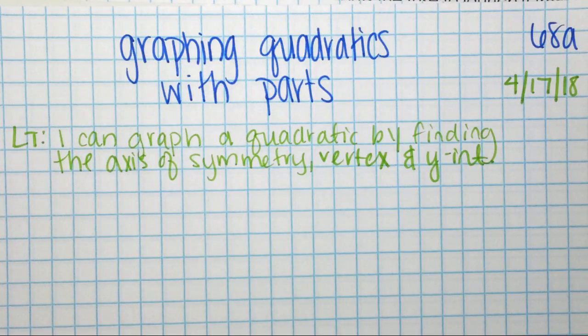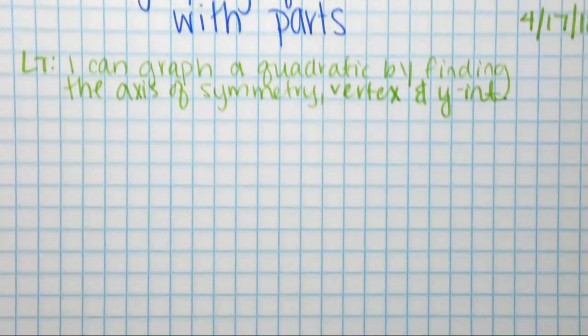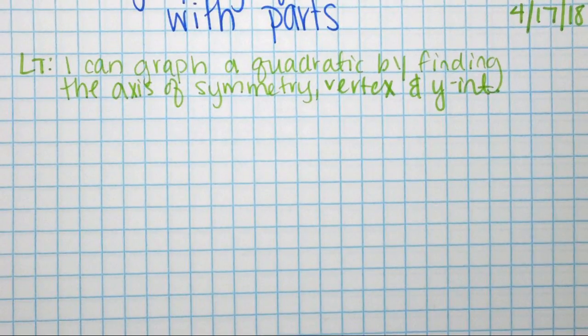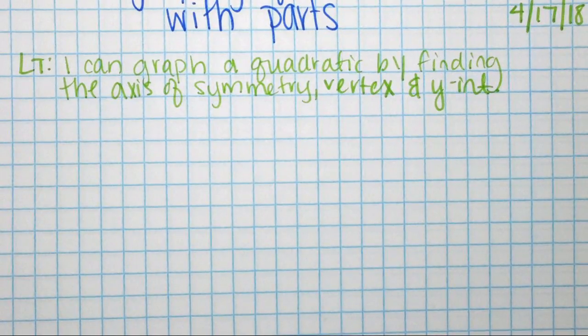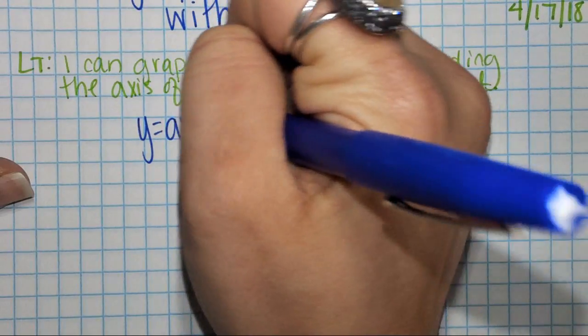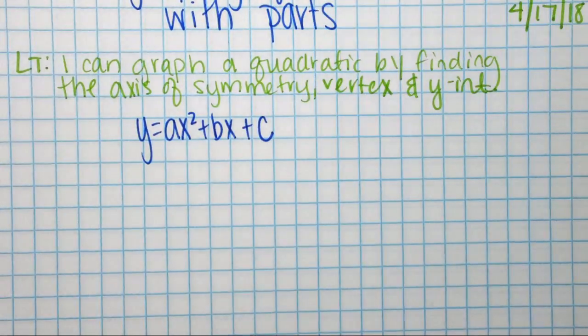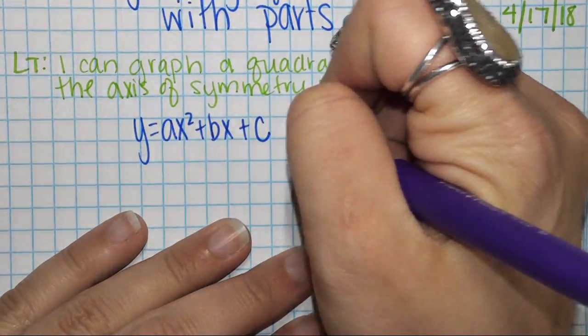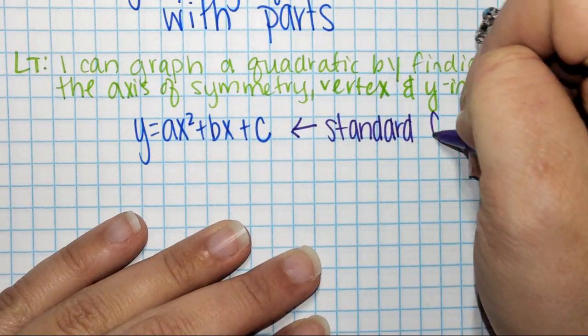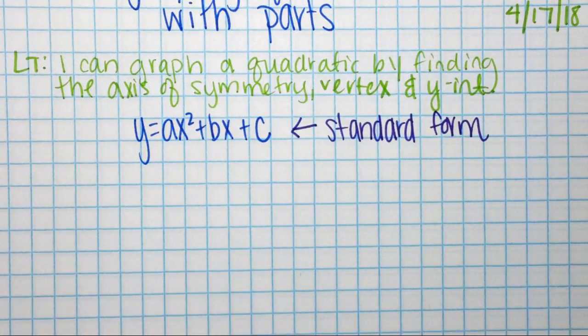All right. So the first thing I want to write down is standard form of a quadratic. And who remembers what that is from yesterday? Y equals ax squared plus bx. Yes, take a point. Y equals ax squared plus bx plus c. And this is standard form.